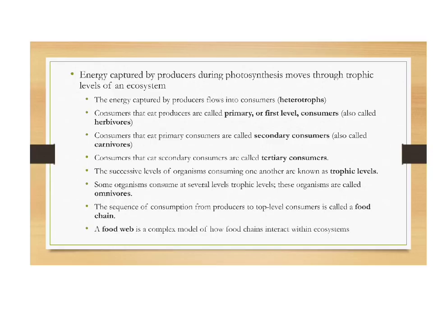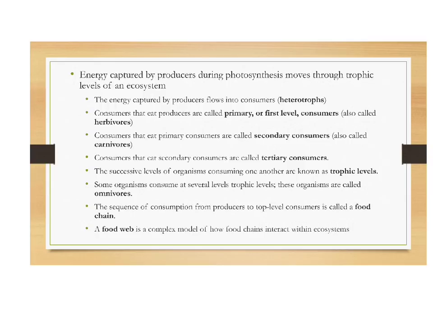Energy captured by producers during photosynthesis moves through trophic levels of an ecosystem. So again, I want you to picture plants or other photosynthetic organisms capturing sunlight and converting that solar energy into chemical energy, the chemical energy in the bonds of glucose. That is the basis of the trophic structure in every ecosystem. That energy, which at its base comes from the sun, moves through the trophic structure of an ecosystem. The energy is captured by producers and it flows into consumers.